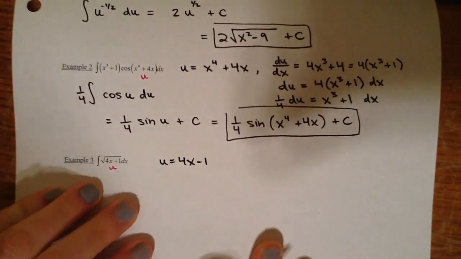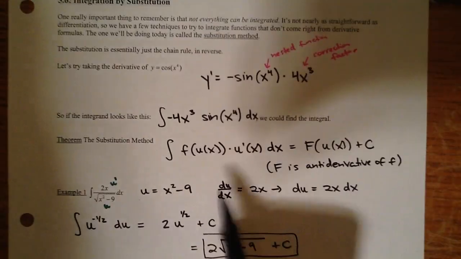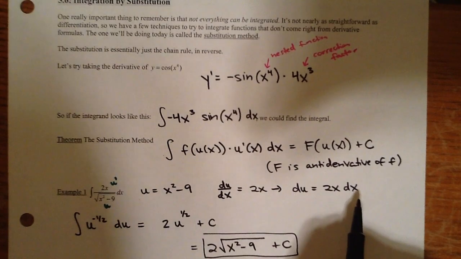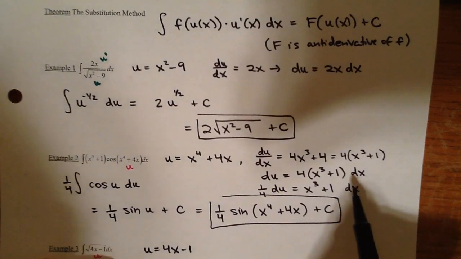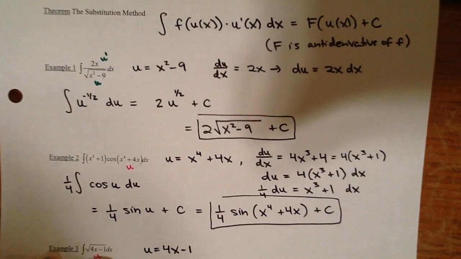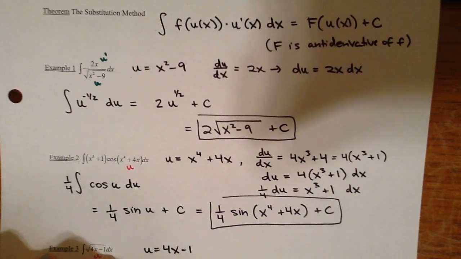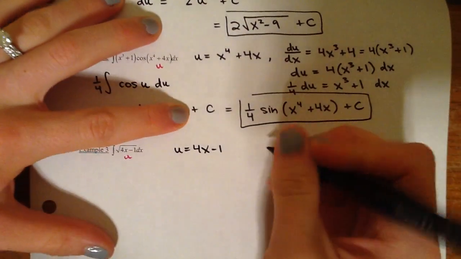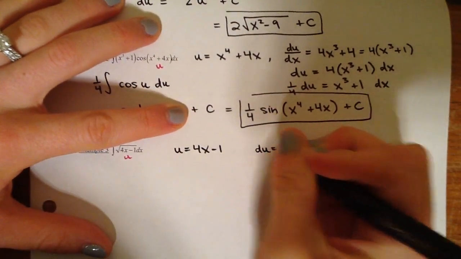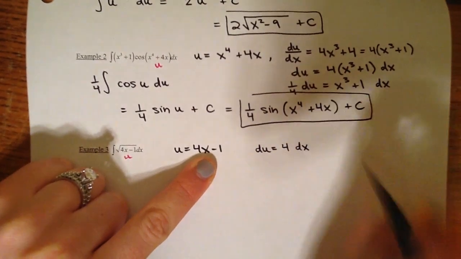Now here's something that I want to point out that we're going to do in this next step when we take the derivative. Here we had du by dx, and we ended up multiplying both sides by dx in the next step. So we're just going to go right to that step. Instead of writing du by dx and then multiplying by dx, we're just going to start with it. So we're going to write du equals the derivative of this, which is 4 dx.